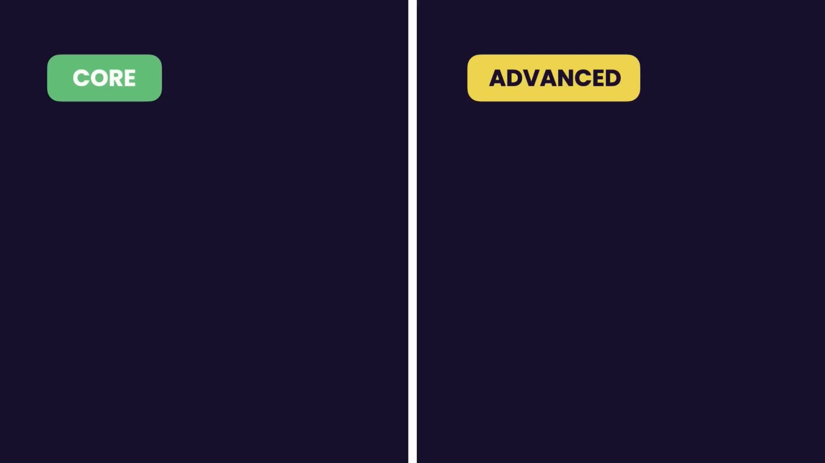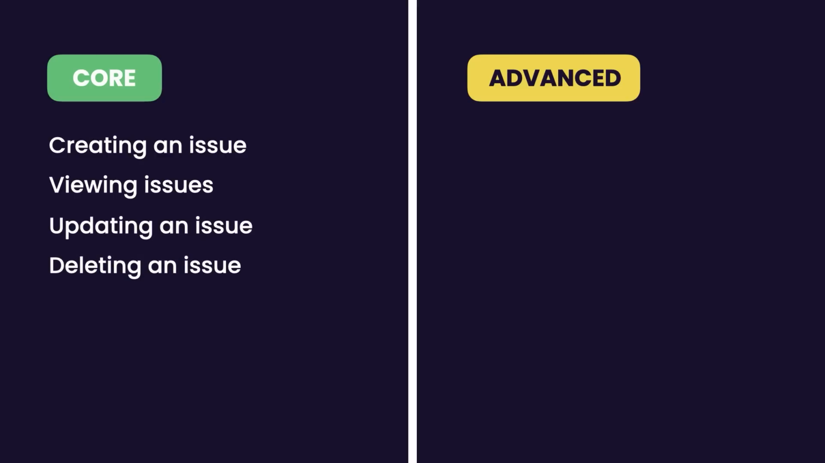Well, the most fundamental feature is the ability to create an issue, because that's the primary purpose of an issue tracker, to create and tackle issues, right? So we should build that feature first. Once we build that feature, the next step is to allow the user to view details of individual issues so they can better understand the problem. And after that, we want to allow our users to update or delete an issue.